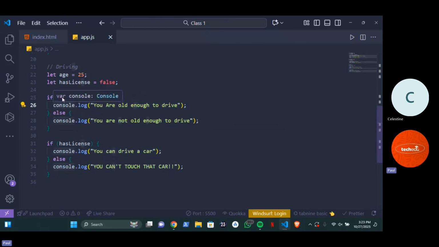Now, this particular age check is saying if you are older than 18, you are old enough to drive. But if you are not, what happens? You should not touch that car. You cannot drive because you are not old enough to drive.